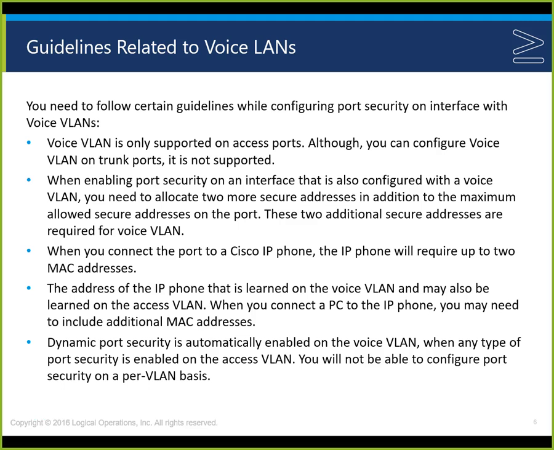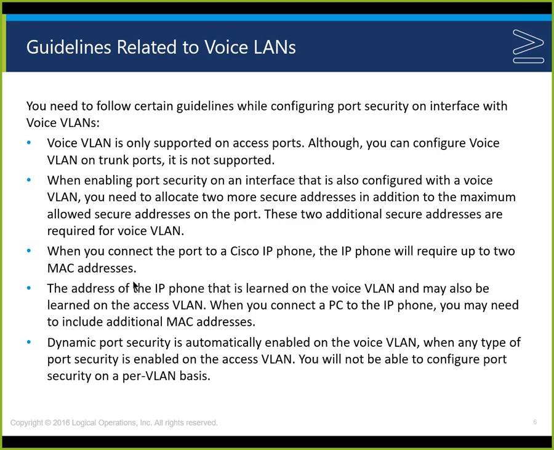When you connect the port to the IP phone, it will require up to 2 MAC addresses because it may appear on both of the VLANs on that particular port if we have the voice VLAN configured on it. The address of the IP phone that is learned on the voice VLAN may also be learned on the access VLAN. Dynamic port security is automatically enabled on the voice VLAN when any type of port security is enabled on the access VLAN.